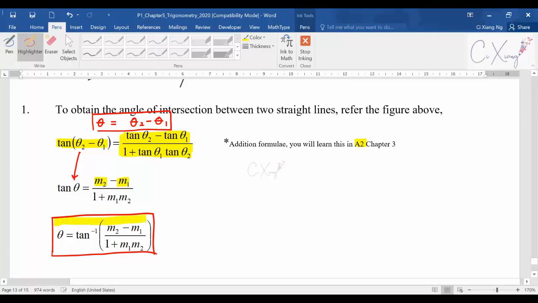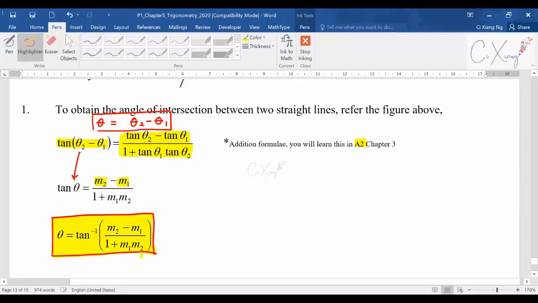So this is the formula which is important. The proving part is actually not important. What I said just now is not important actually, but I just want to let you know roughly how they try to link the tangent and the gradient. But this is the formula that we are going to apply.